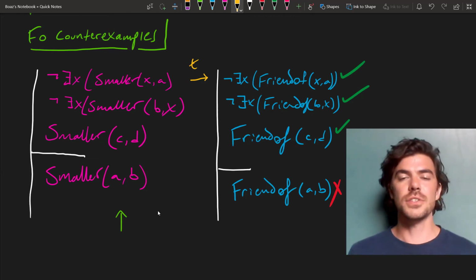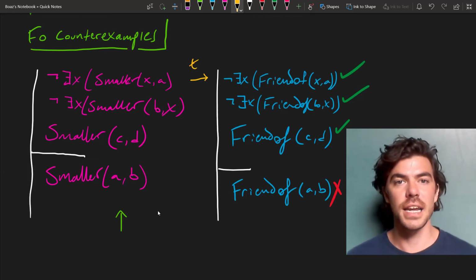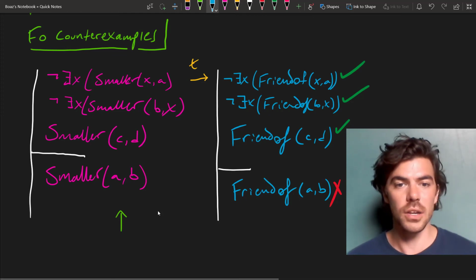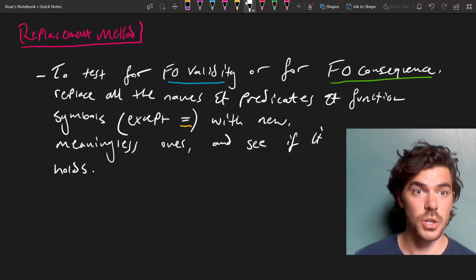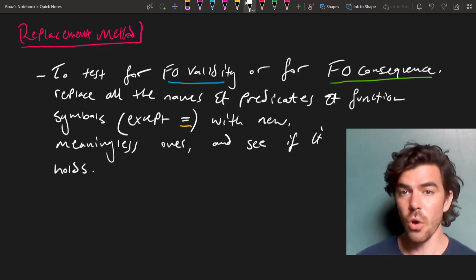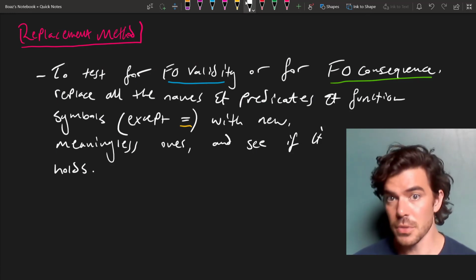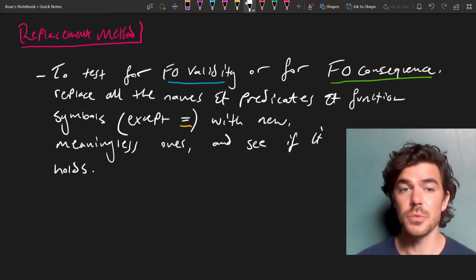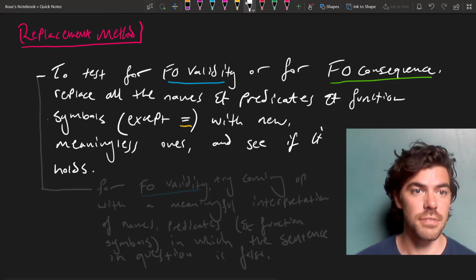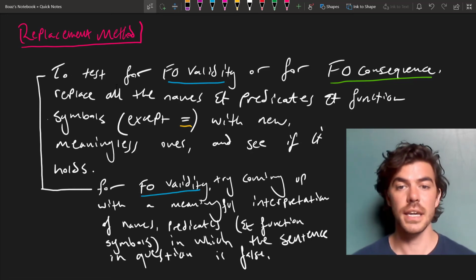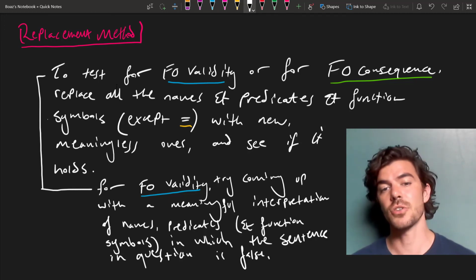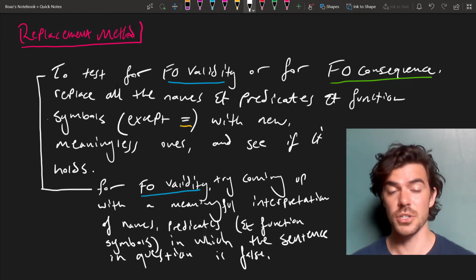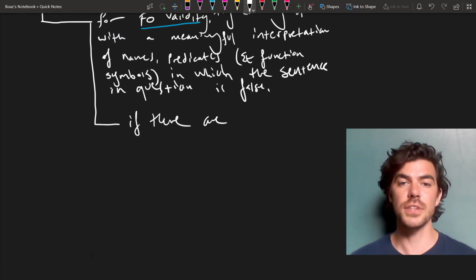Now, all of this suggests a more general notion of a kind of replacement method, and we're going to conclude by looking at this. To test for first-order validity for sentences or first-order consequence for arguments, replace all the names and predicates and function symbols, if there are any, except equals, with new, meaningless ones, and see if it holds. For first-order validity, take a sentence and try coming up with a meaningful reinterpretation of the names, predicates, and function symbols in which the sentence in question is false. If there are none, then the sentence is FO valid.